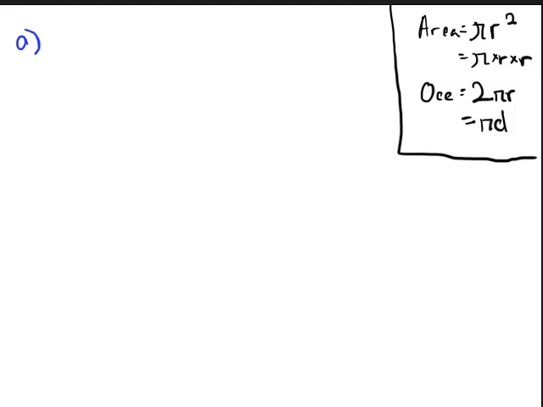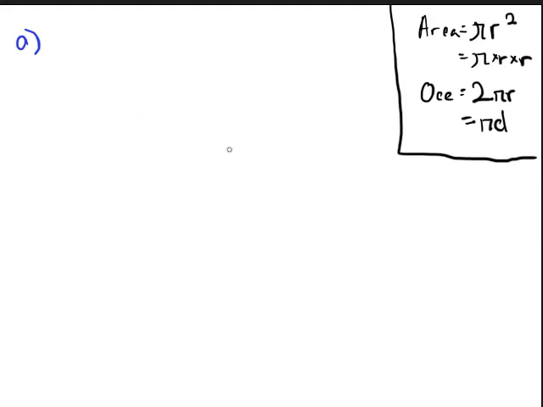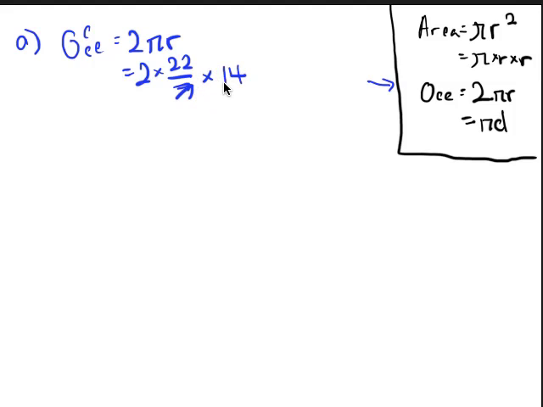Okay, so 1a, let's take a look. 1a says, what is the circumference of a circle with radius of 14 cm, taking pi equals 22 over 7. So circumference equals 2 pi r, which in this case is 2 times 22 over 7, since they asked us to take pi as 22 over 7, times the radius, which is 14. So let's cancel this once, we get 2. So 2 times 22 times 2 gives you 4 times 22 gives you 88 cm. Is it cm or cm squared? It is cm because circumference is the length of the outside of the circle.